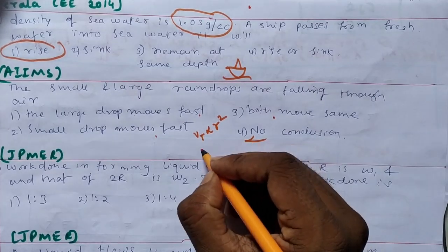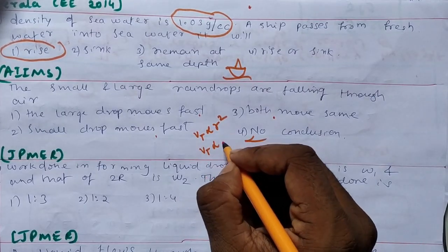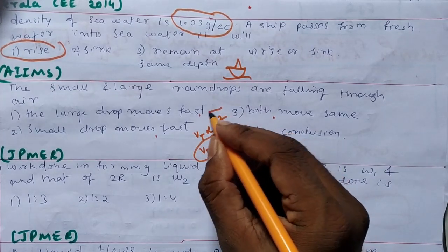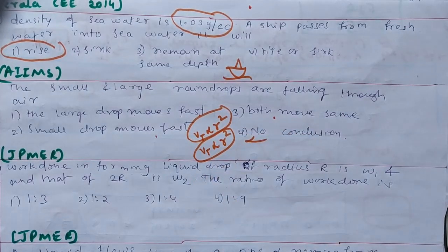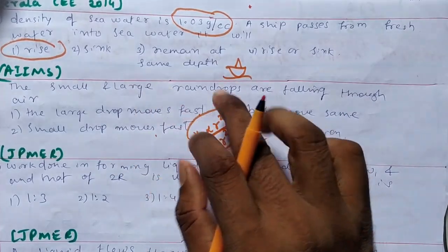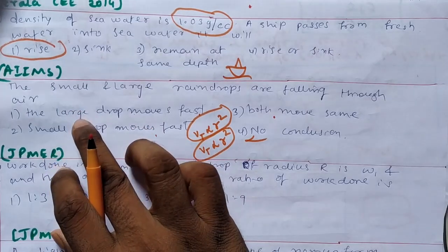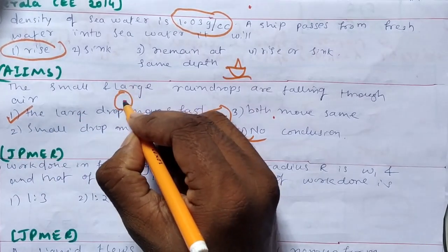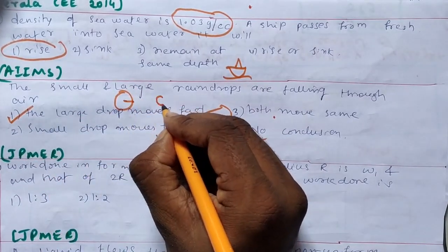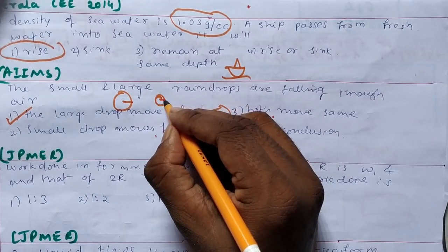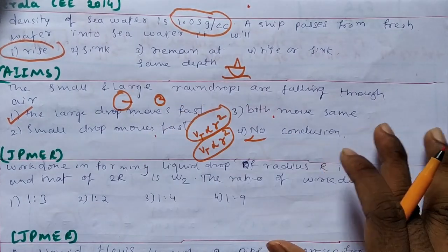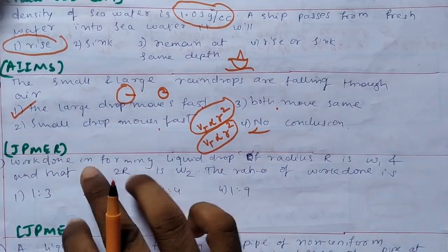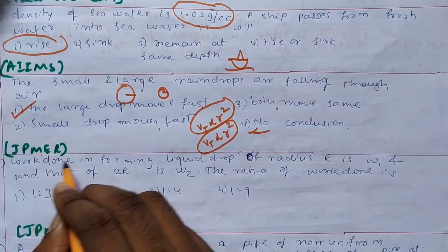For a larger drop, the terminal velocity will be larger. For a smaller drop, the terminal velocity will be very small. So the large drop moves fast because its radius is large, so its terminal velocity will be more, but the small drop has a small radius, so its terminal velocity will be less. Since its terminal velocity is maximum, the large drop moves fast. Next, we also see a JIPMER question.